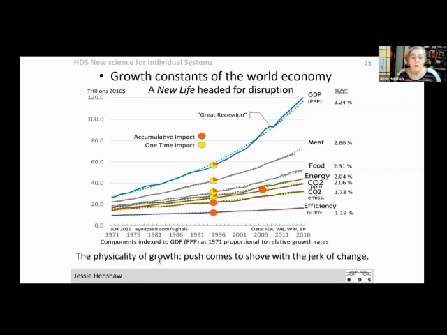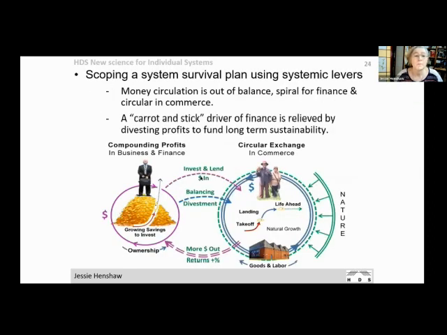And of course, it's a physical system, and it's pushing and pulling on things, pushing and pulling on nature, pushing and pulling on society, and escalating push comes to shove with a jerk of change. The jerk is a word for the third derivative. That's what the physicists call the third derivative. First derivative being the rate of change, second derivative acceleration, third derivative jerk. So we have an exponential jerk as making more and more drastic change for us.